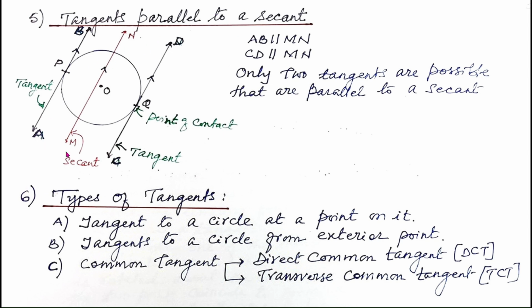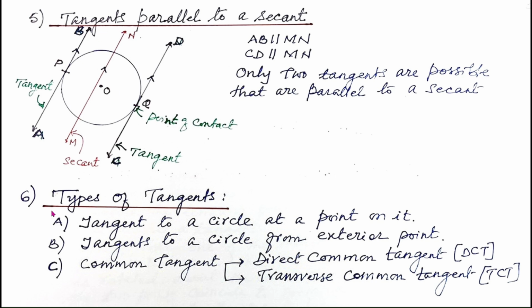Tangents parallel to a secant. MN is a secant which cuts the circle in two distinct points. If I draw a tangent parallel to MN, then AB is one tangent which can be drawn parallel to MN, and also another tangent CD can be drawn parallel to MN. Therefore, two tangents exist which are parallel to MN. So remember, for a given secant, only two tangents are parallel, and that is the only possibility.